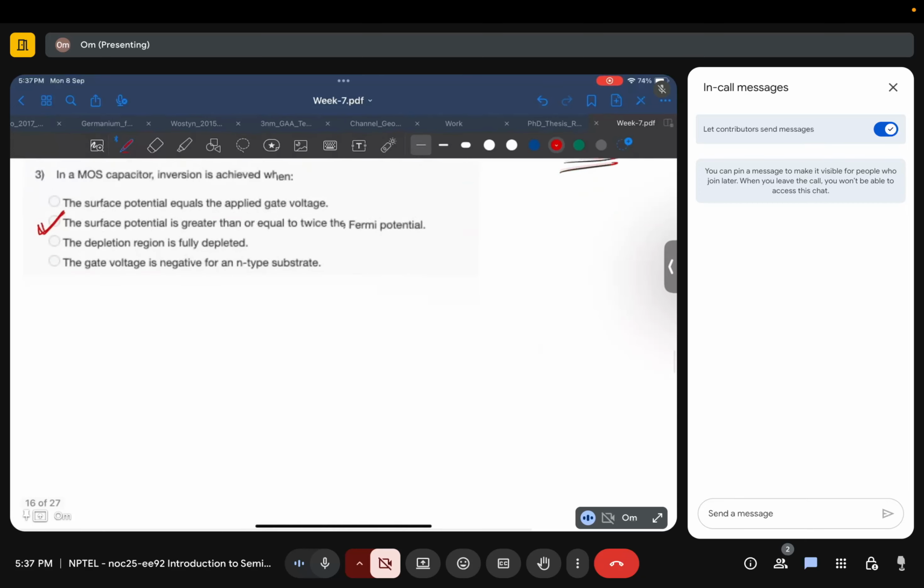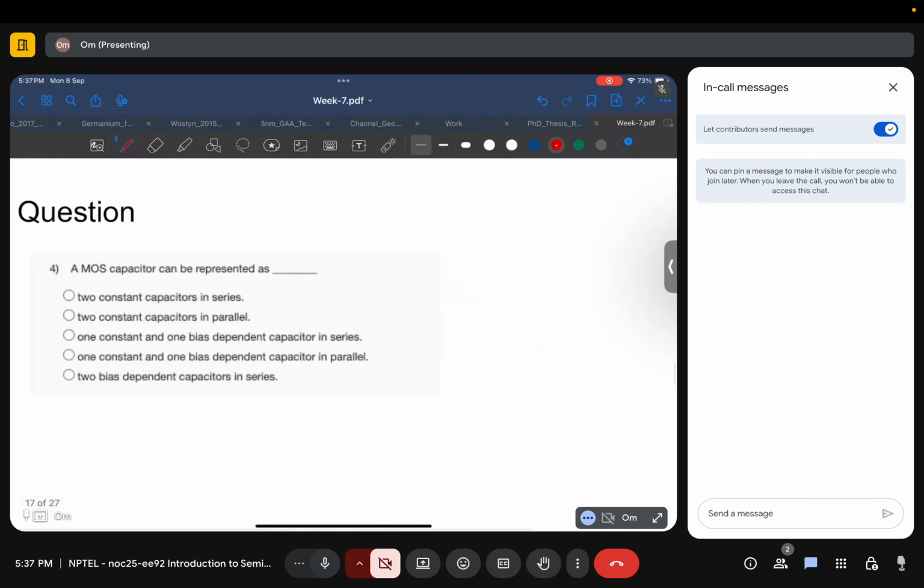So next one, a MOS capacitor can be represented as option A, two constant capacitors in series, B, two constant capacitors in parallel, C, one constant and one bias dependent capacitor in series, D, one constant and one bias dependent capacitor in parallel, and E, two bias dependent capacitors in series.